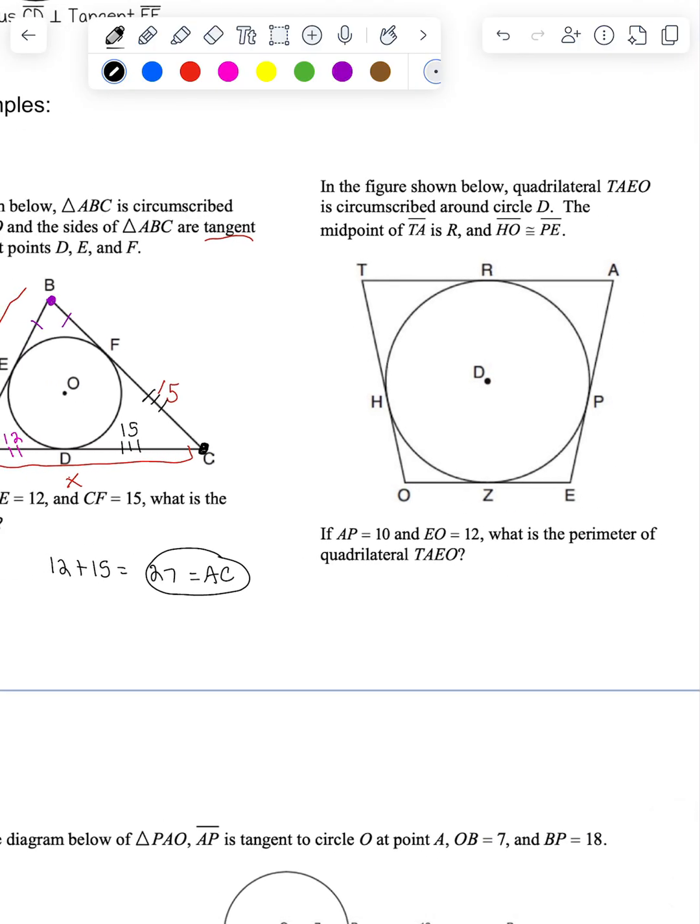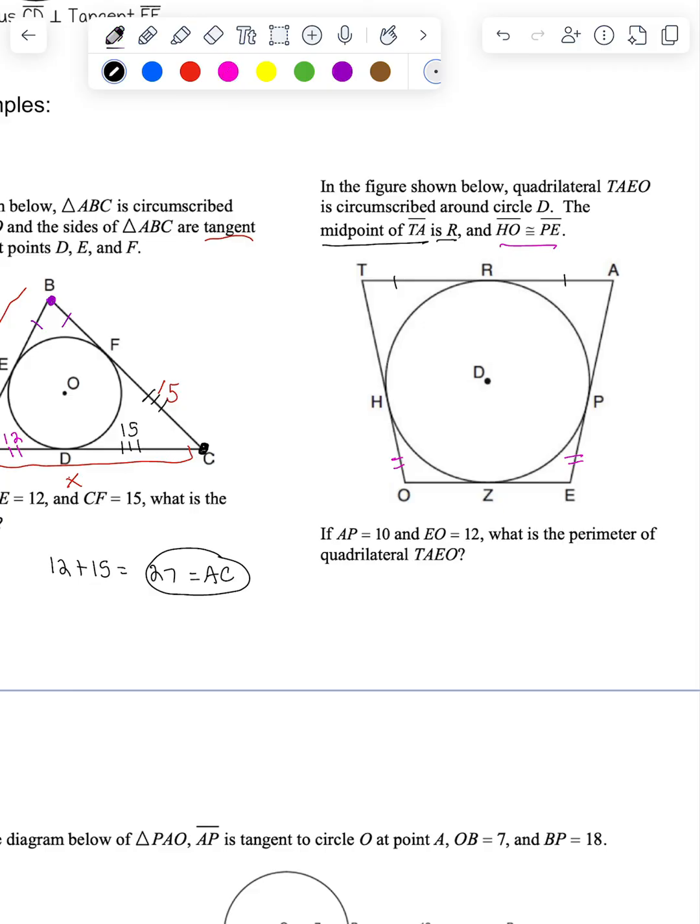In the figure below, quadrilateral TAEO is circumscribed about circle D. The midpoint of TA is R, so I'm going to pause a minute. R is the midpoint of TA, so I know that R splits TA into two equal parts. I'm going to mark that in the diagram. And then if I continue reading, they tell us that HO is congruent to PE. So here's HO, and here's PE. I'm going to put the same mark on them.